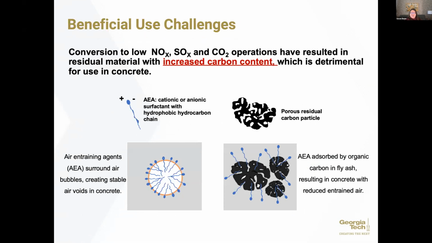For us, one of the issues that we've had to deal with is in the United States, we're converting our power plants to low NOx, SOx, and CO2 operations, right? So what that means is that we're going to have a residual material which has increased carbon content, and that's detrimental in concrete. So in many concretes, we want to use air entraining agents in order to create air bubbles. We put surfactants in to create that air liquid interface here. And the whole purpose of those air entraining agents is to make stable voids in our concrete.